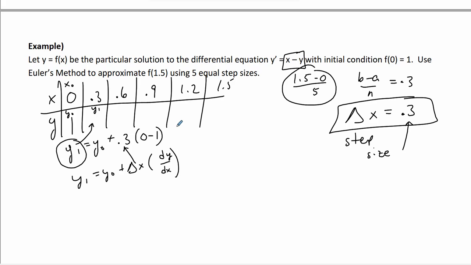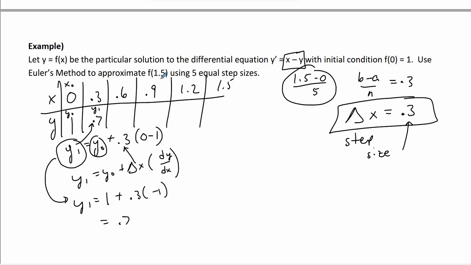All right, nothing new, nothing crazy. So I bring that down here, and I get y sub 1 is equal to y sub 0, which is 1, plus 0.3 times negative 1. When I solve this, I get 0.7. Okay, so y sub 1 is 0.7.